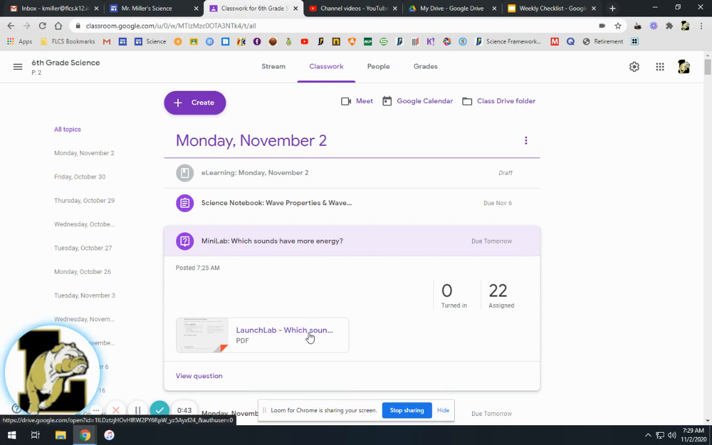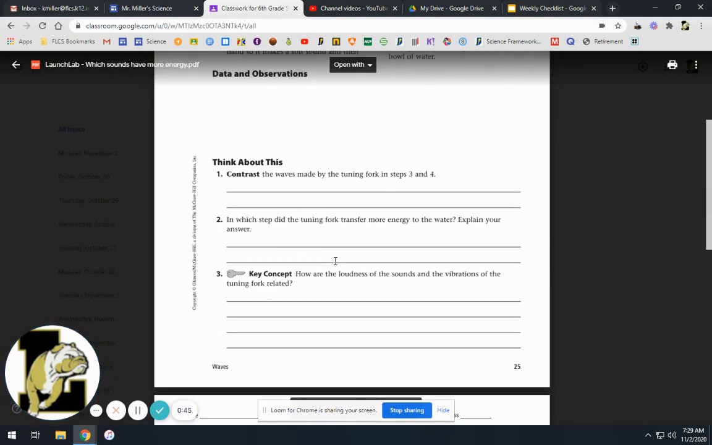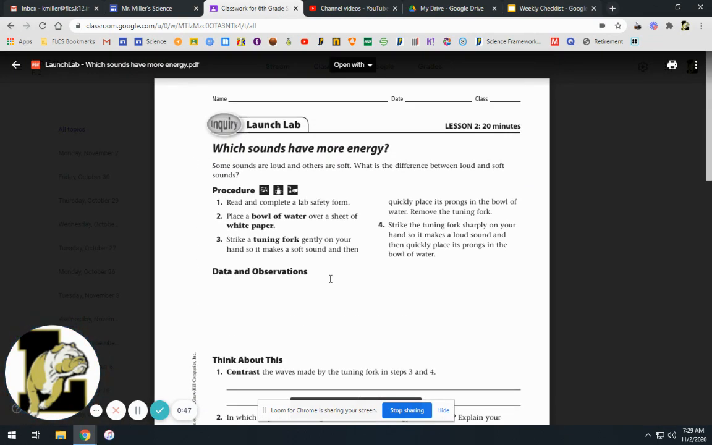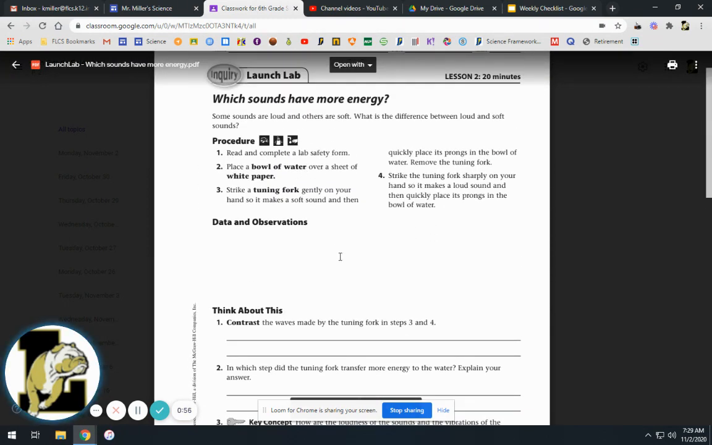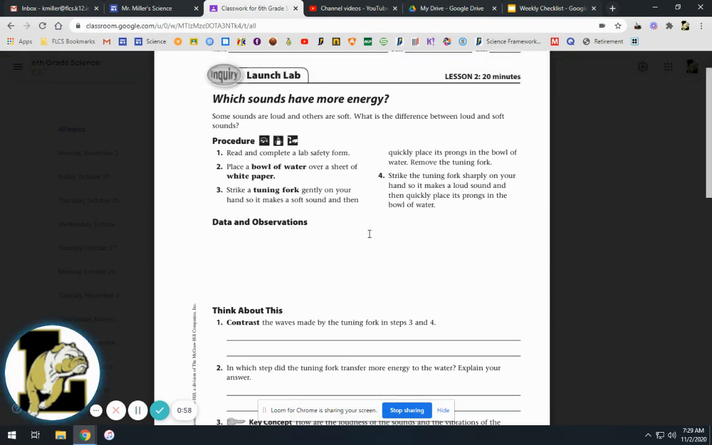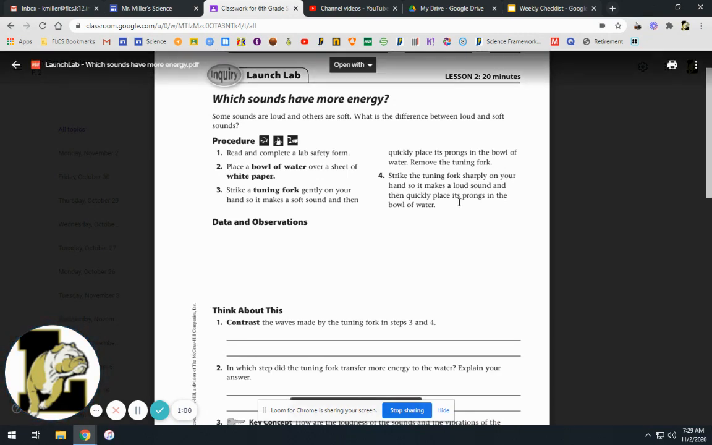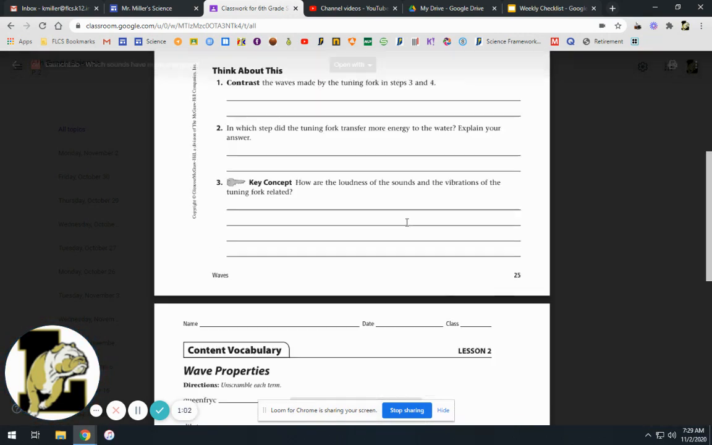Lastly, I want you to take a look at this lab. We are going to be using tuning forks. If you have no idea what a tuning fork is, then make sure you look that up. I don't expect you to go out and buy any of these. You don't have to worry about completing these 3 questions as part of your e-learning assignment, but I do want you to read through this.